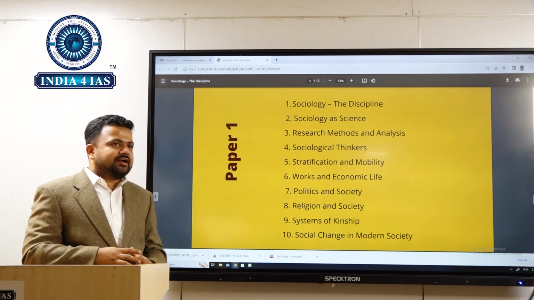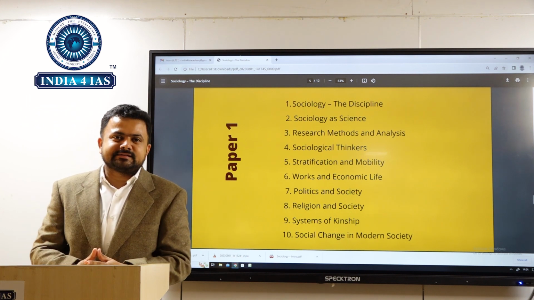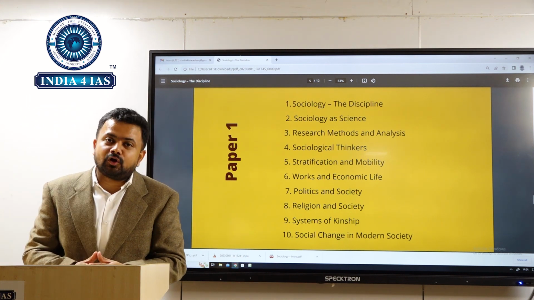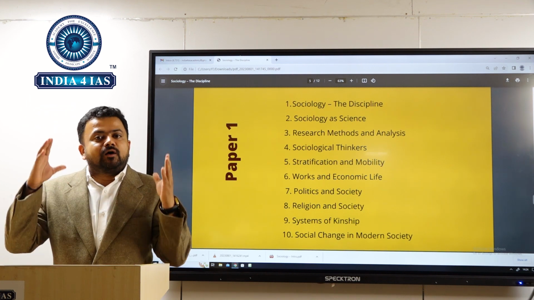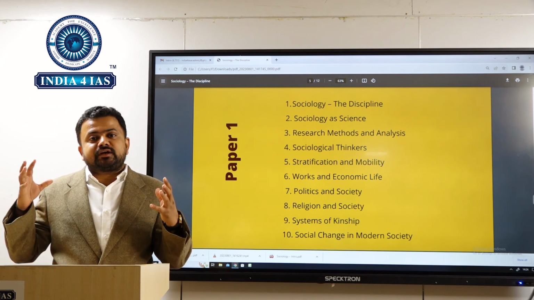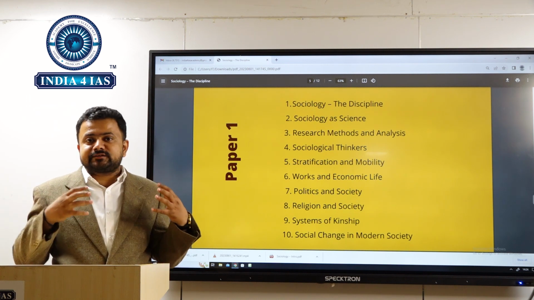And then comes stratification and mobility. This is another important chapter because to understand society, you need to understand how society is structured, how society is operating, and how society is functioning.